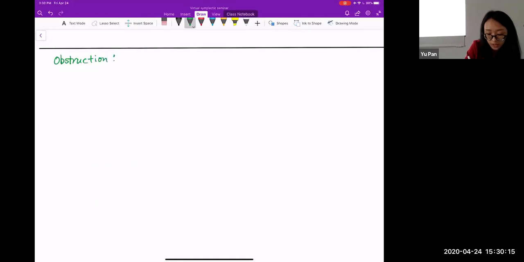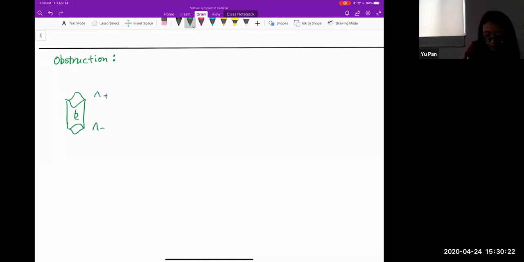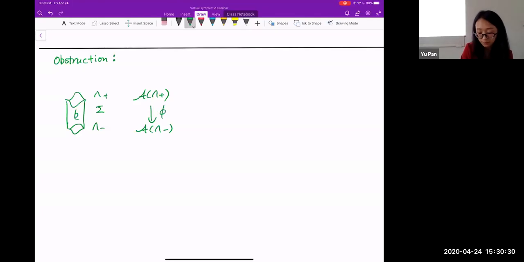So what's the obstruction we get from augmentations? Well, when we have this cobordism, we get a DGA map from top to bottom. And if we have some augmentation on the bottom, that is a map from bottom to ground.